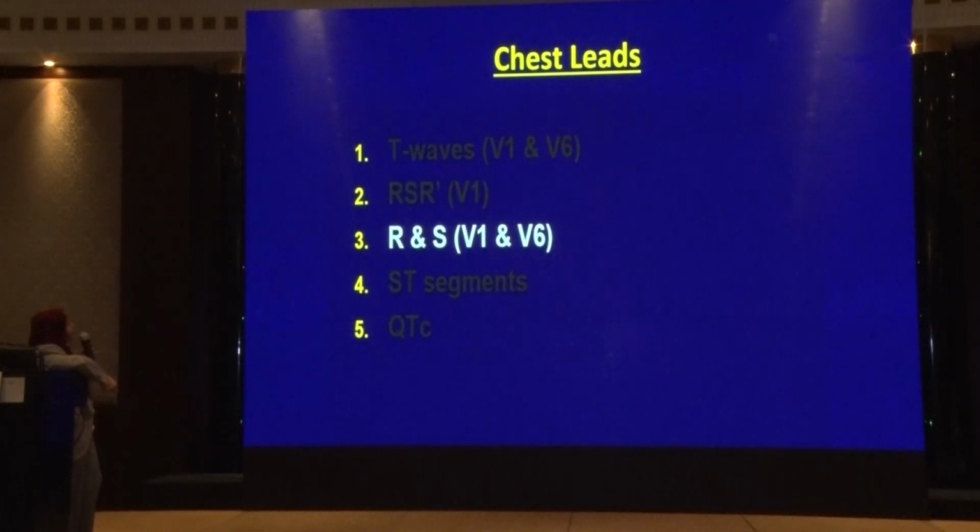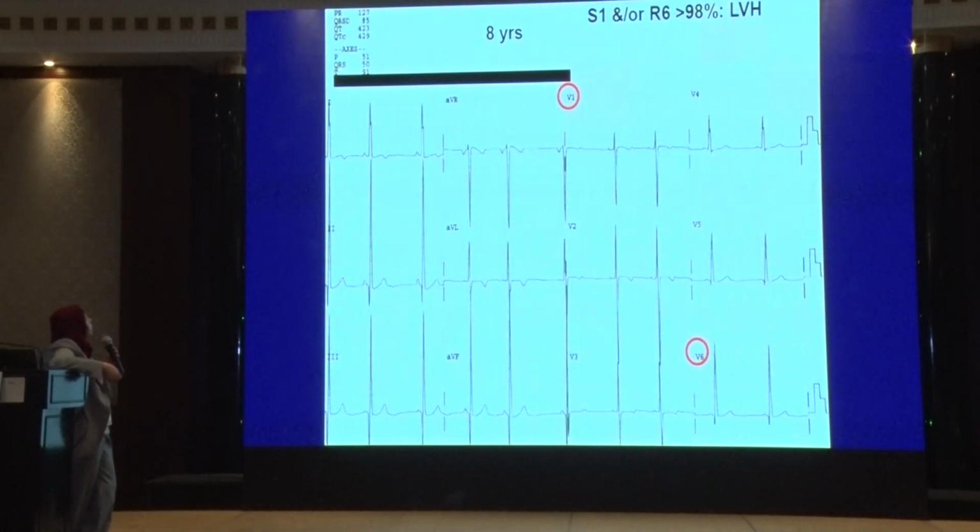Okay, so we spoke about the T wave, we spoke about the complex, and now we will speak about the R wave and S wave. This will help us to see if the patient has ventricular hypertrophy. Okay. So this patient is 8 years old.